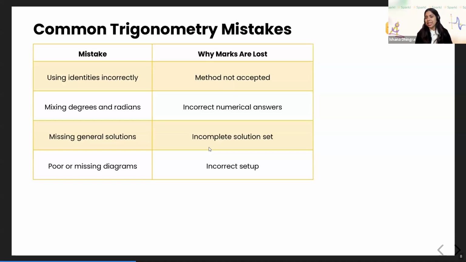Using identities incorrectly, which we covered. Mixing degrees and radians. So sometimes the question is asked in degrees and students write the answer in radians or vice versa. That is somewhere you will lose your accuracy mark. If the question is being asked in the radian form, try to answer it in radians. If it is asked in degrees, try to answer it in degrees. Missing general solutions that Shrikant mentioned, that we don't look at the domain in the unit circle, we just write one answer. Poor or missing diagrams.